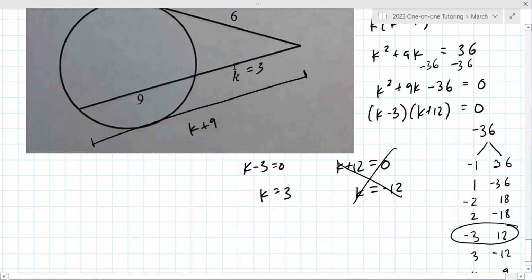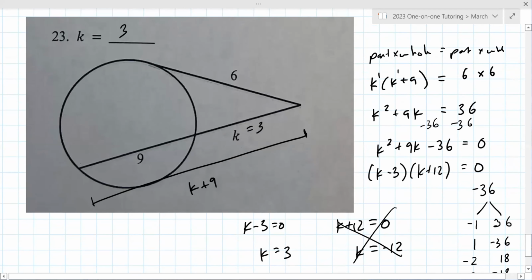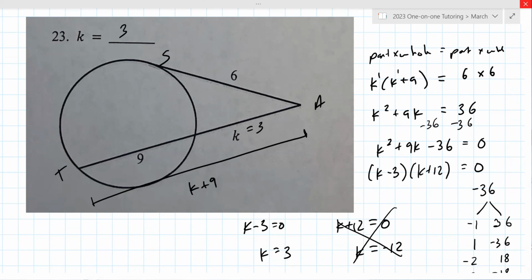Sometimes, let's say this was an SAT, they might ask you for the length of AT. Then you put the k value back in. So don't get too hung up on this.